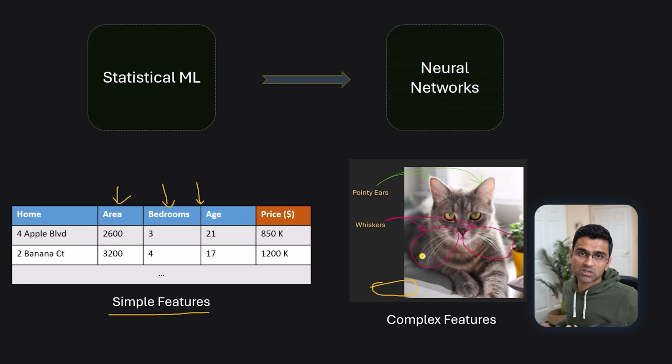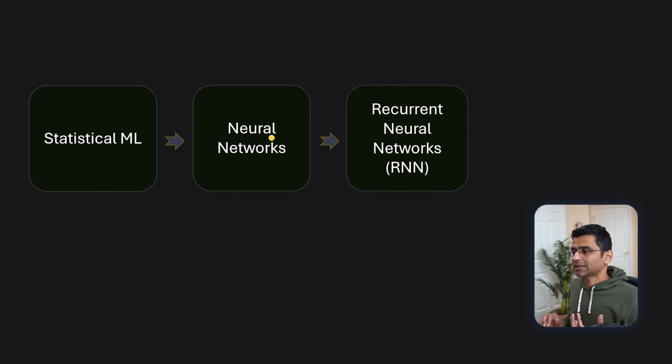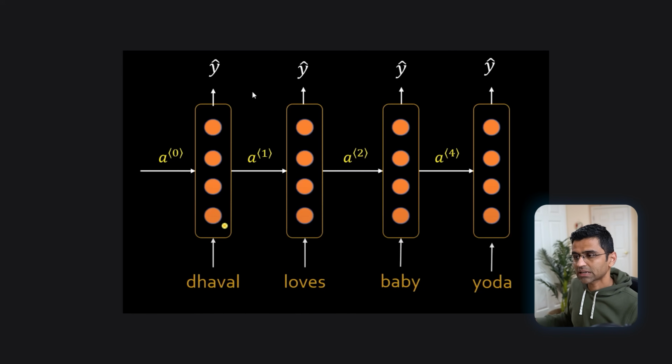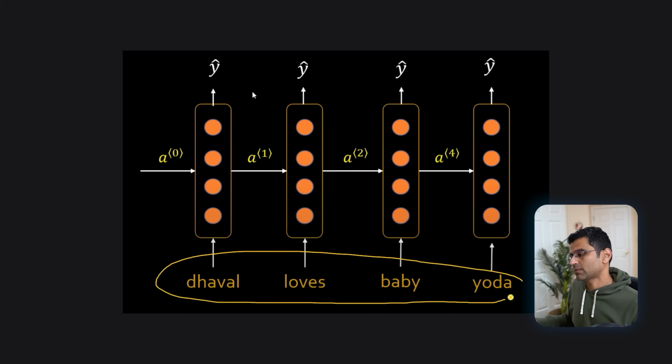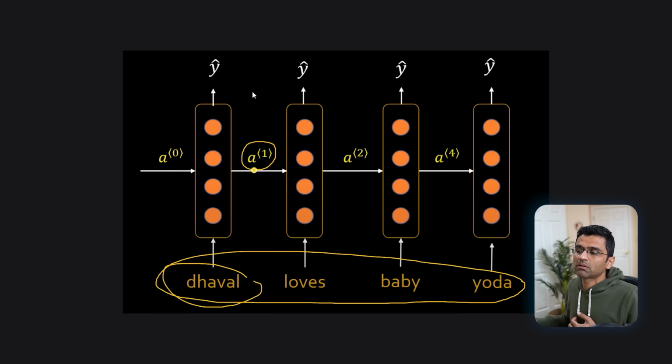Therefore, neural networks were invented, and that gave birth to deep learning. So there was statistical machine learning before, then came deep learning, where neural networks were the main approach that we used. After that came the recurrent neural network. In a recurrent neural network, you have this kind of network, and let's say you are trying to translate a particular sentence into a different language. Let's say you want to translate from English to Hindi. What you do is you feed the first word to a neural network. So I will feed Dhaval to a neural network and it will give me this translation.